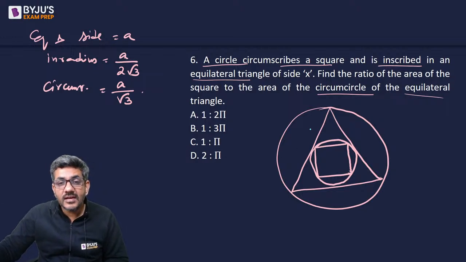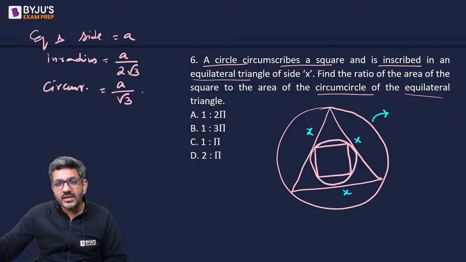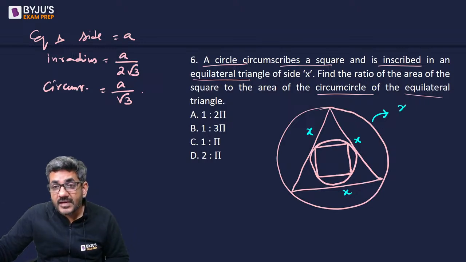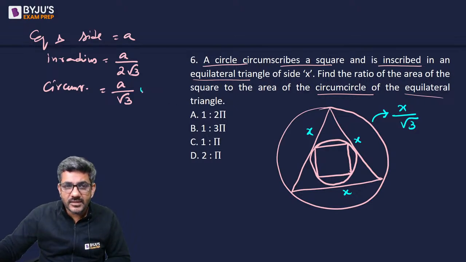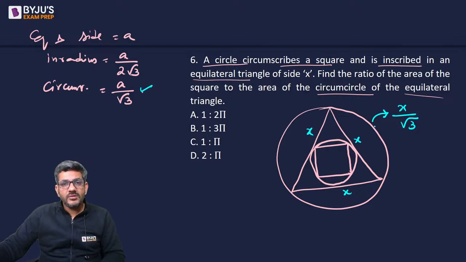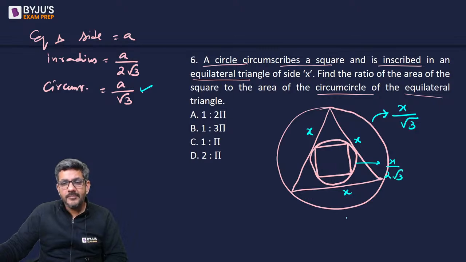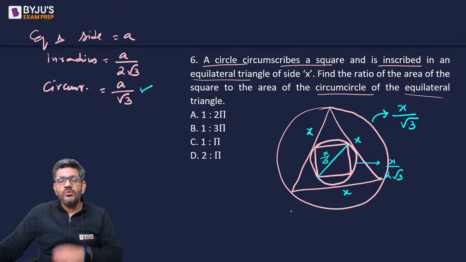How do we use this? The side of the equilateral triangle is given to us as x. So this circle will have a radius of x divided by root 3 because it is the circumcircle. Just going by this formula, that is the radius of this bigger circle, and the radius of this smaller circle is equal to x divided by 2 root 3. Now the radius of the smaller circle is x by 2 root 3, so the diameter of the smaller circle is double that, that is x by root 3.